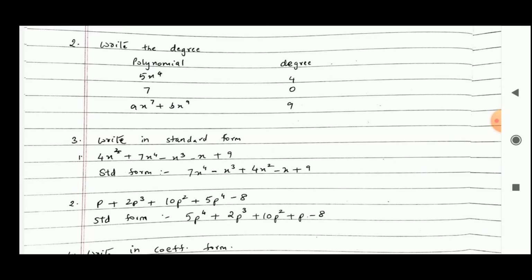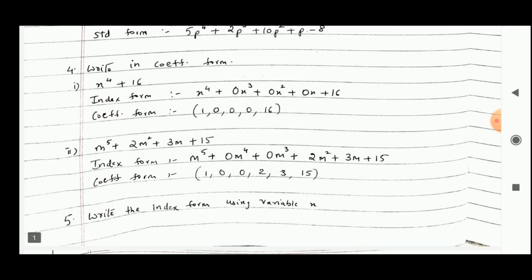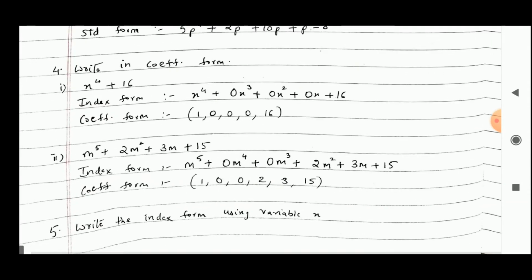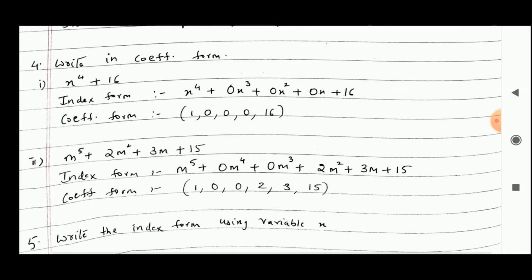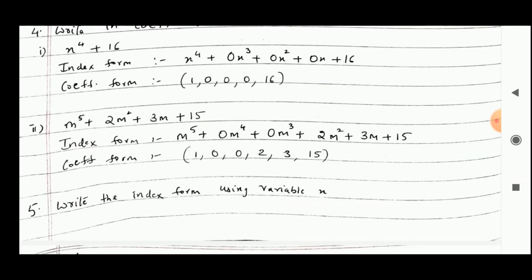Write the following polynomial in the coefficient form. X raised to power 4 plus 16. There the terms with x cube, x square and x are missing. So, write down those terms by taking the coefficient 0. So, the index form will be x raised to power 4 plus 0 x cube plus 0 x square plus 0 x plus 16. So, the coefficient form is 1, 0, 0, 0, 16.